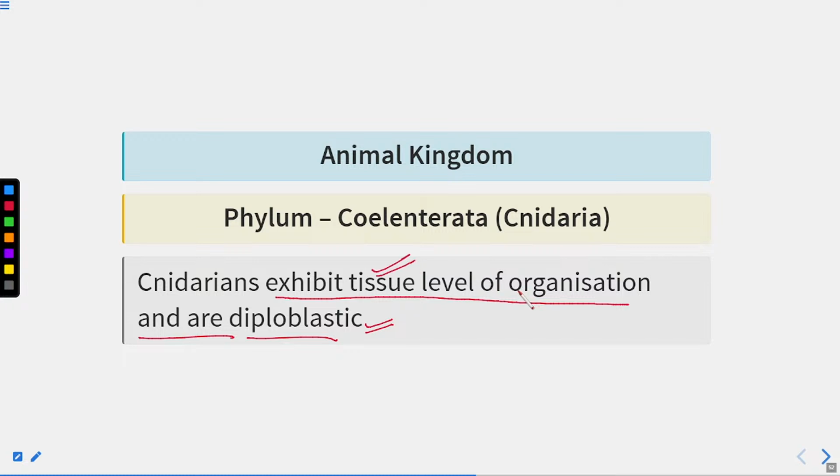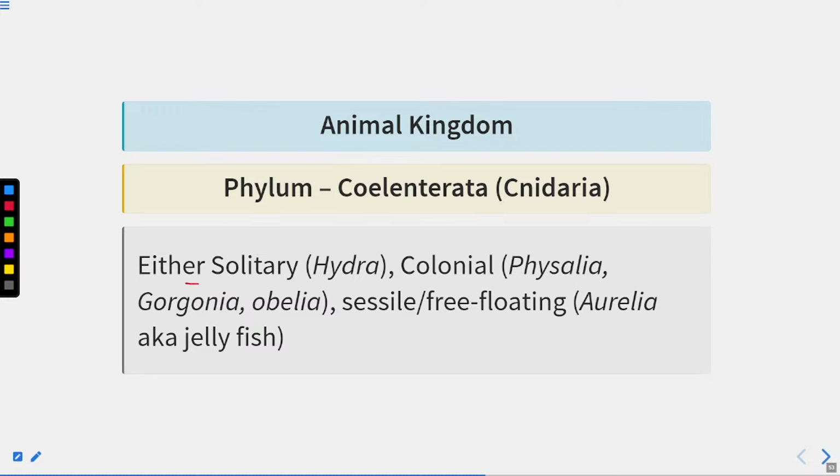Now this phylum, Porifera, has cellular level of organization, and this one has the tissue level of organization. Either solitary, that is in the case of hydra, or sometimes they are present in the colonial form, a number of organisms present in a colony, for example Physalia, Gorgonia and Obelia. Sessile means it is attached to a substratum, right? As in the case of hydra, it is always attached to the substratum, right? And the other form is free floating. Aurelia, that is also known as jellyfish.